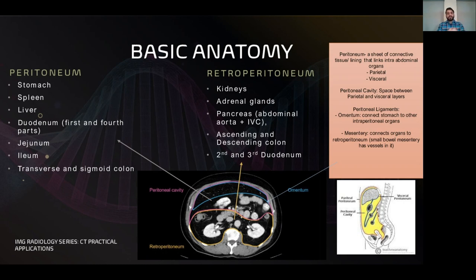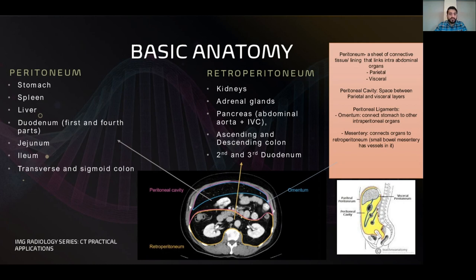Now, what is the peritoneum? It's essentially a sheet of connective tissue, and there's two parts to it. You've got your parietal and your visceral. The visceral basically lines the internal organs. In this particular case, you can see that this is all the visceral peritoneum lining particular organs. That's the liver, stomach. This is the parietal peritoneum, and the parietal peritoneum lines the abdominal wall, and the space between them is what we call the peritoneal cavity. So there are particular areas of this that we can essentially scan if we are thinking of things like free fluid or blood. I'll come to that in just a minute.